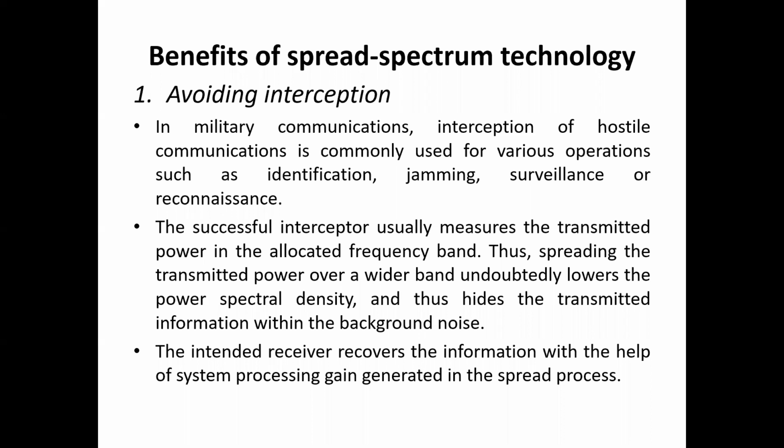So in this way, when we have an ordinary receiver, not a spread spectrum receiver, that receiver will sense the information signal or the transmitted signal as noise. So you can do your communication in a secure way. The intended receiver recovers the information with the help of the system processing gain. At the end of the lecture, we will be able to understand what I mean by the processing gain, which is a very important parameter in the spread spectrum system.